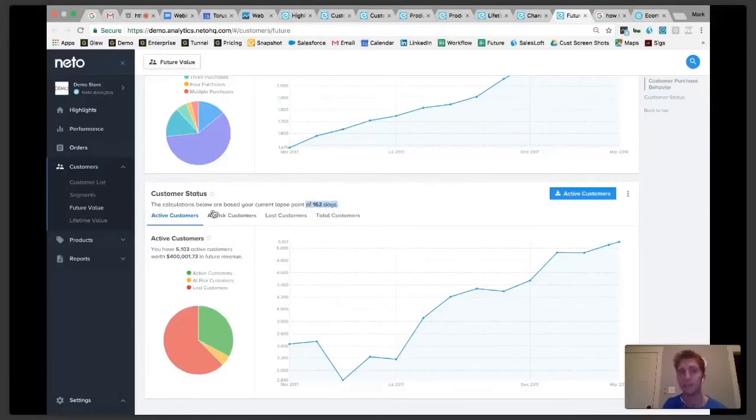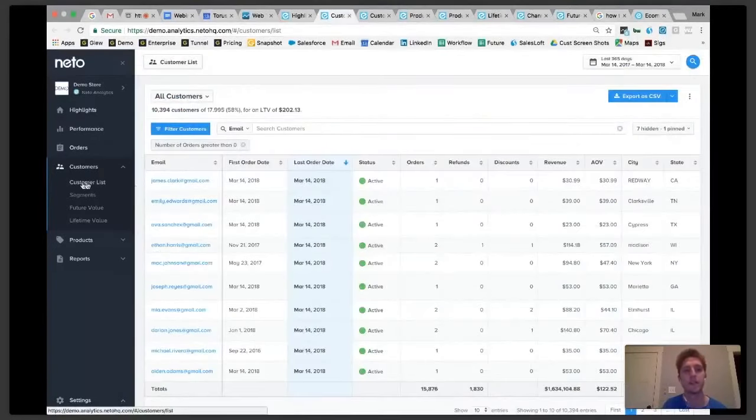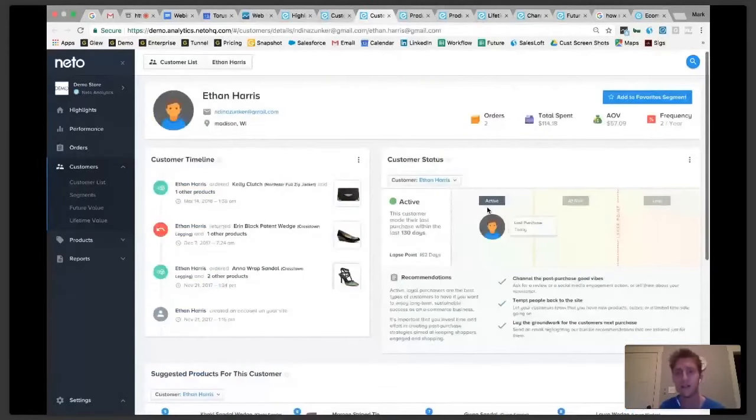Active customers are less than 80% of the way through the lapse point. At risk is between 80% and 100% of the way through the lapse point, and lost is completely over the lapse point. If I come over here into the customer list section, you'll see there's a status attached to every customer. And when you click into the customer, what you'll actually find is where your customer lives in their said status and how to treat them.